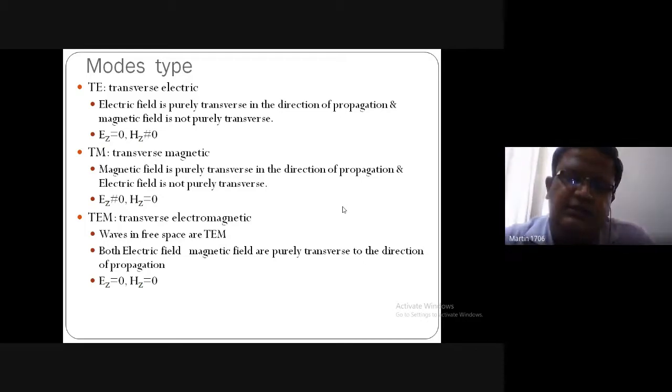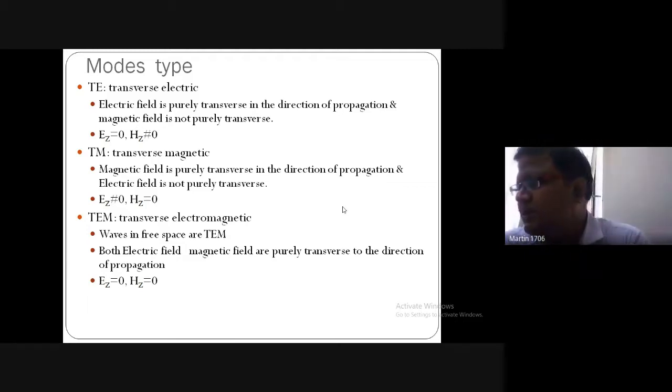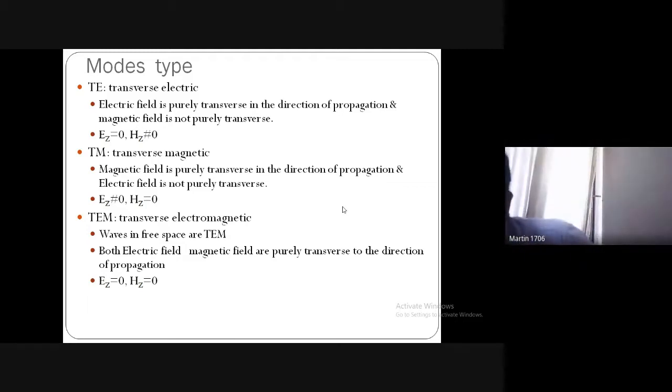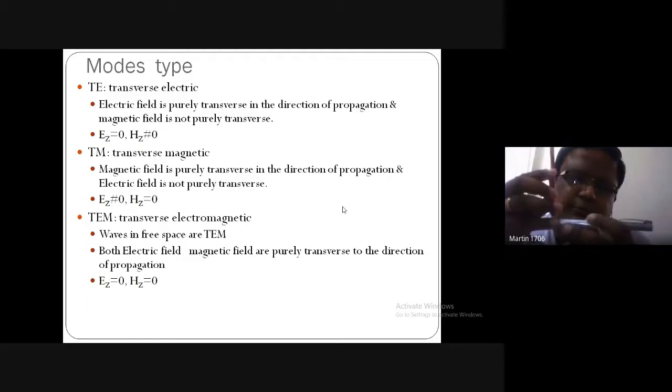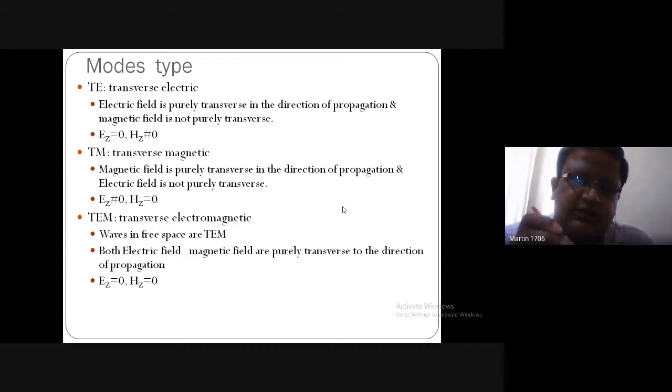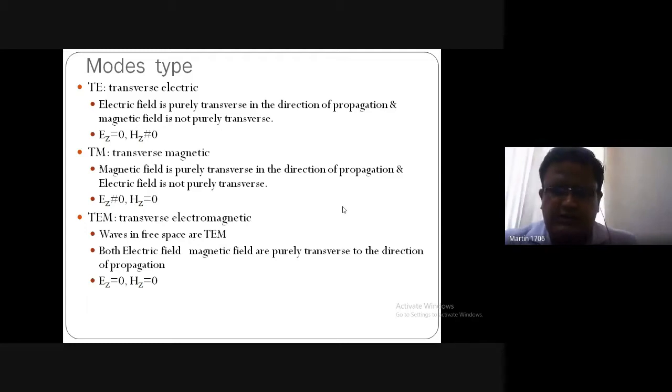Suppose this is the direction of the propagation, then the field component of the electric field is perpendicular to it. Similarly, if the axis is in this direction, then the magnetic field will be perpendicular. So you can see in these two conditions, if there is an electric field, then there is no magnetic field in that direction.